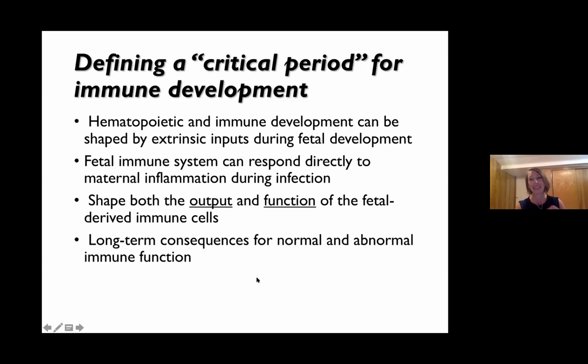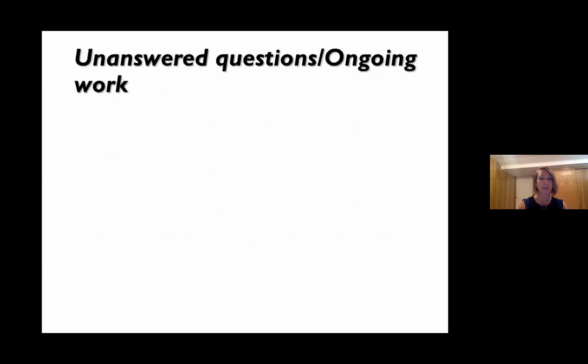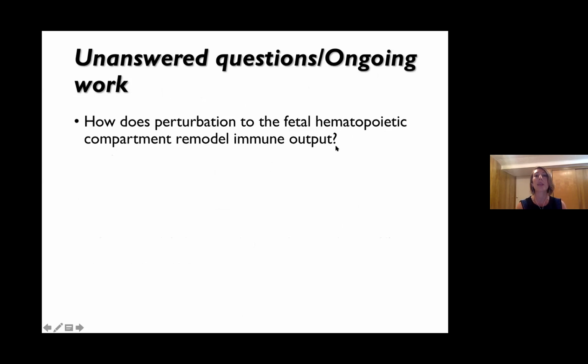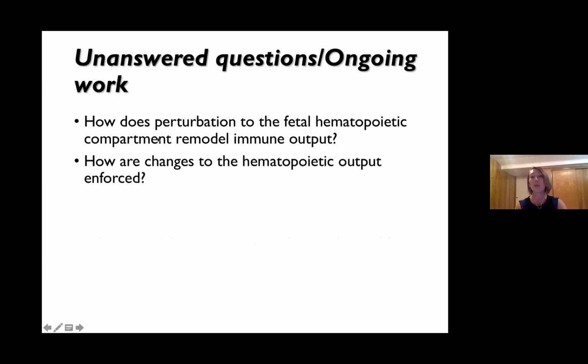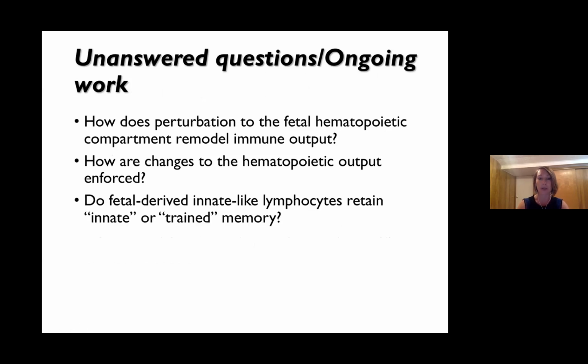We also have data that I didn't get to show you today, that this has long-term consequences for normal and abnormal immune function. So my other student, Diego, looks at how these early changes to stem and progenitors shape lung immune function and also susceptibility to asthma. Some of the unanswered questions, ongoing work in my lab, seeks to look at, again, how perturbation to the fetal hematopoietic compartment ultimately remodels immune output. We're using single cell sequencing and ATAC sequencing to understand how changes to hematopoietic output across the lifespan are enforced.